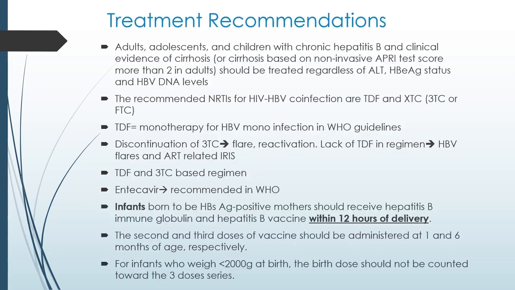Adolescents and children with chronic hepatitis B and clinical evidence of cirrhosis, or cirrhosis based on non-invasive APRI score of more than 2 in adults, should be treated regardless of ALT, hepatitis B E antigen status, and hepatitis B viral DNA levels. The recommended NRTIs for HIV and HBV co-infection are tenofovir and lamivudine. Tenofovir monotherapy for hepatitis B monoinfection has been recommended in WHO guidelines.